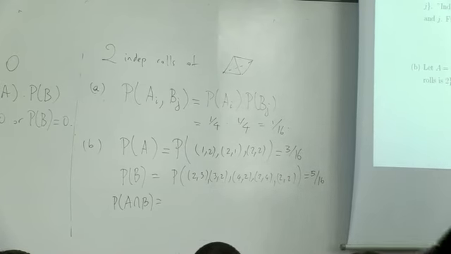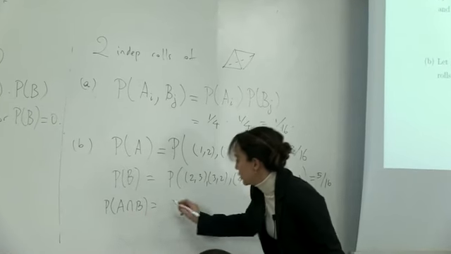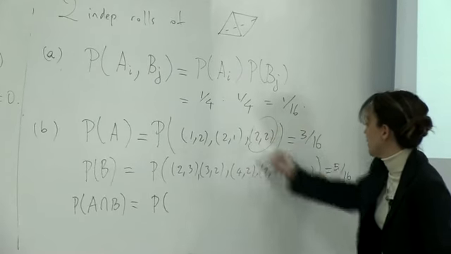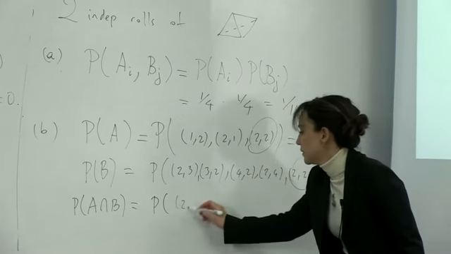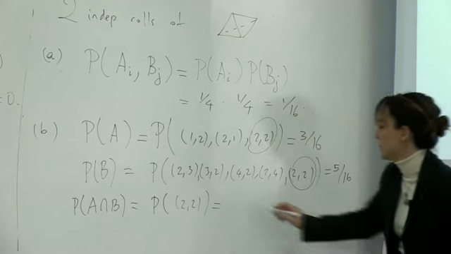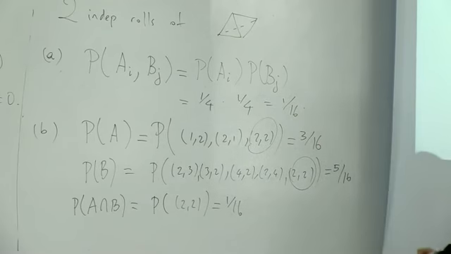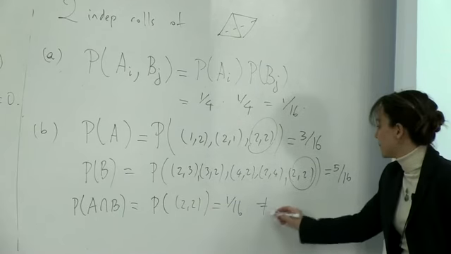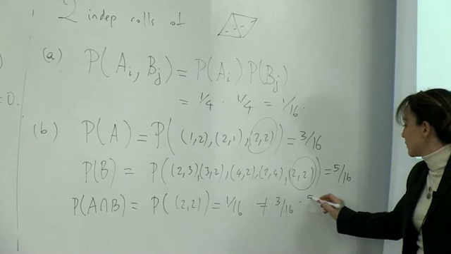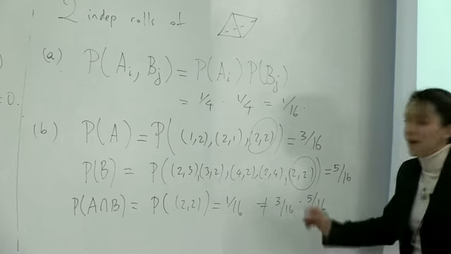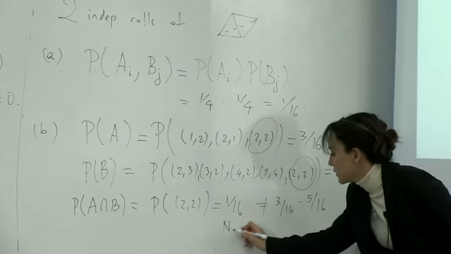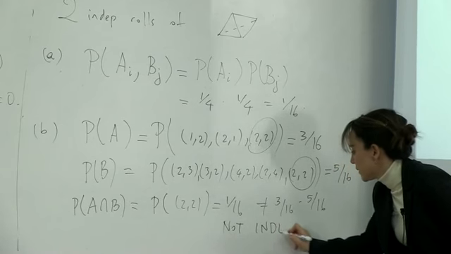Okay. What is the probability of A intersection B? A intersection B is, as you can see from here, just the outcome 2, 2. The probability is 1 over 16. Is it equal to the product of this and this? No. Hence, A and B are not independent. Let me write it down. Not independent.